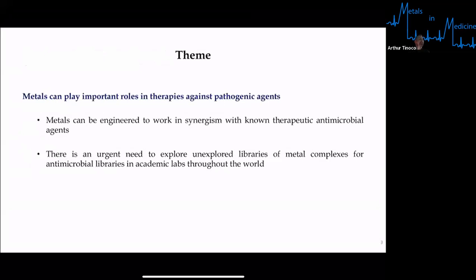But what we're going to look at today is metals playing a role in therapeutics against pathogenic agents. We're going to look at metals being engineered to work in synergism with known antimicrobial agents, so known antibiotics, for instance, and then explore the current trend towards looking at unexplored libraries of metal complexes to identify potential antimicrobial libraries. We're going to look at a recent study that talks about reaching out to the academic community to see what people have in order to explore their potential as antibiotics. This would be more of an empirical search, but it's still very interesting what's available for people to contribute to this field. And I'll show a little about how some of the work in my lab has also tried to contribute.